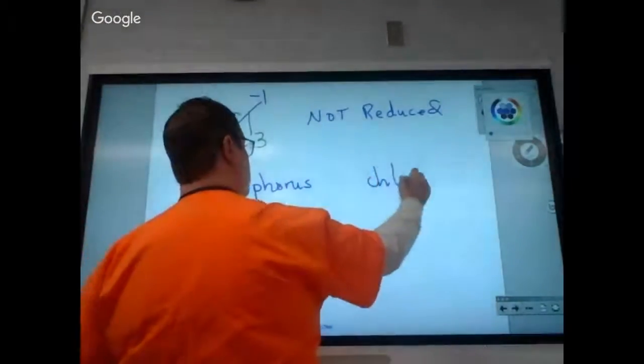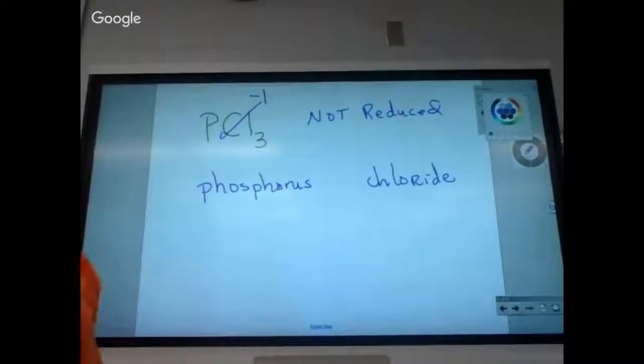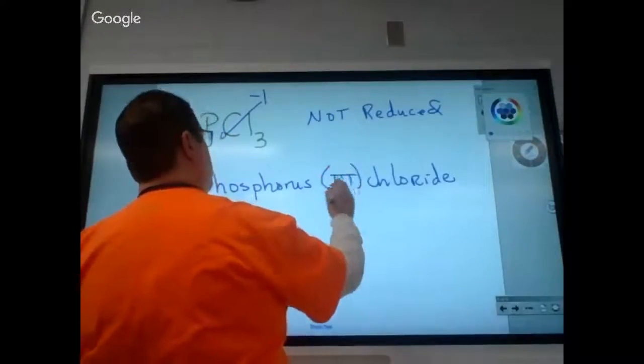chloride, and what Roman number is phosphorus going to get? 3. Have you figured out anything about covalent compounds or Roman numbers yet?